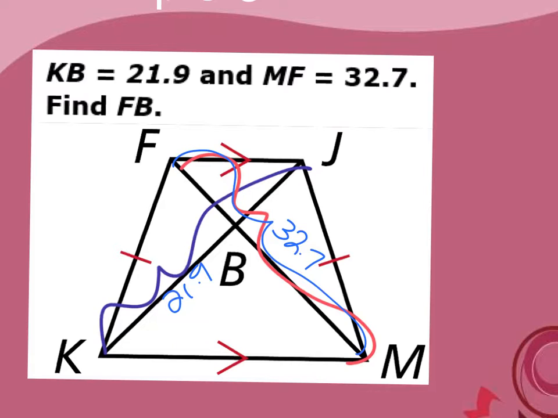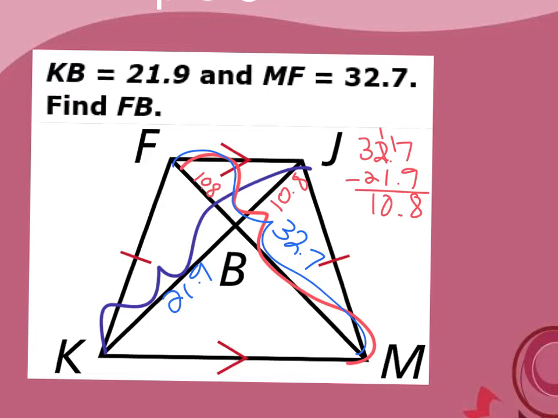So if I want to find FB, there are two things I could do. What's the first? Good, 32.7 minus 21.9. And I get 10.8. So that's going to be this length, which also means this length.